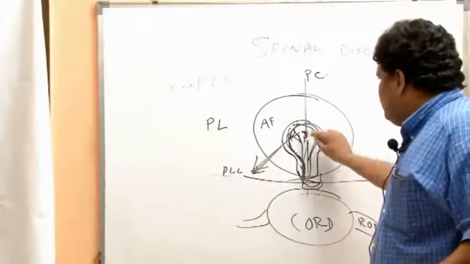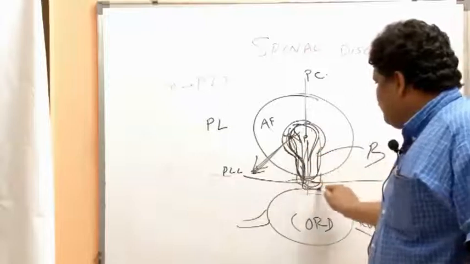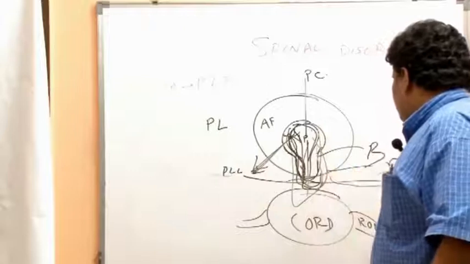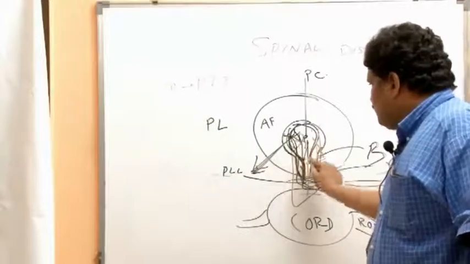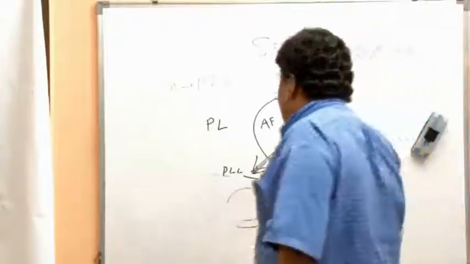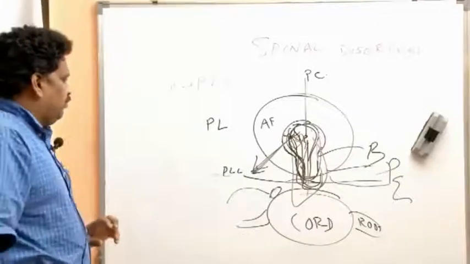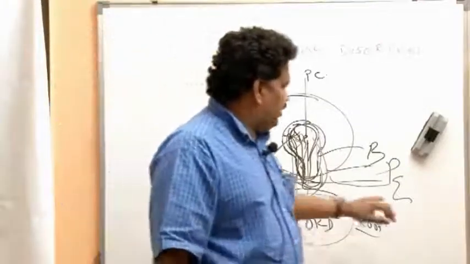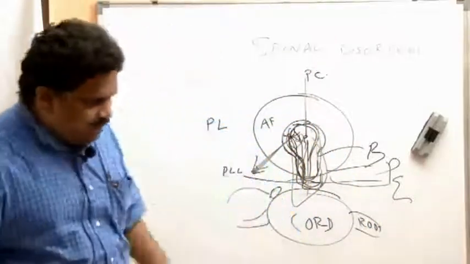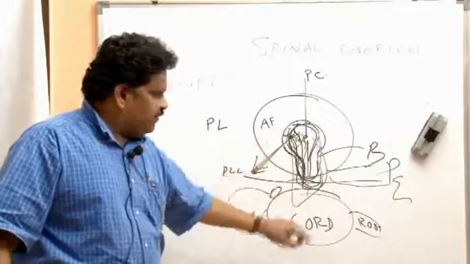And the different stages of disc prolapse: if it is like this, it is called bulge. More inside is called protrusion, touching the cord, extrusion, and sometimes the disc material falls here like this. That's called sequestrated. So the different stages of disc prolapse are bulge, protrusion, extrusion, and sequestrated disc. Once the disc is prolapsed, it can be posterolateral or posterocentral.